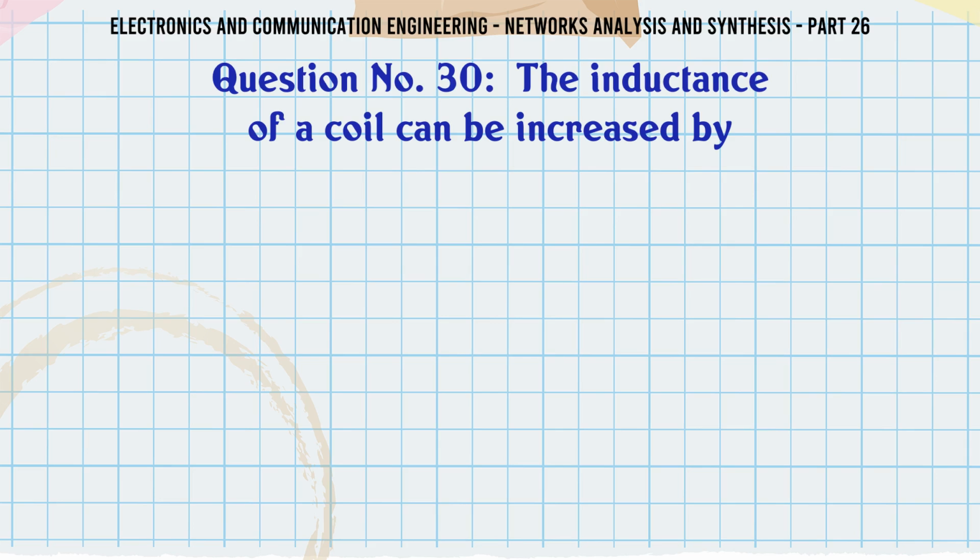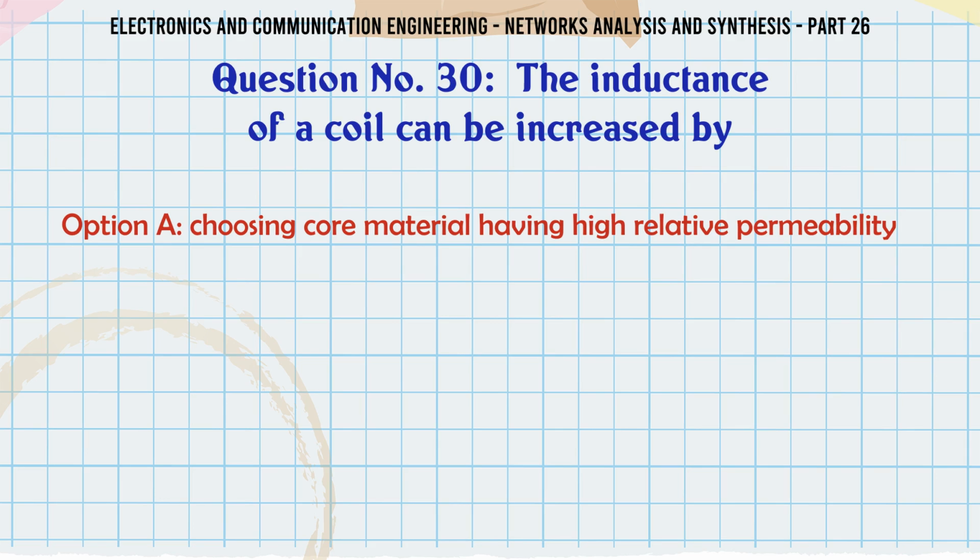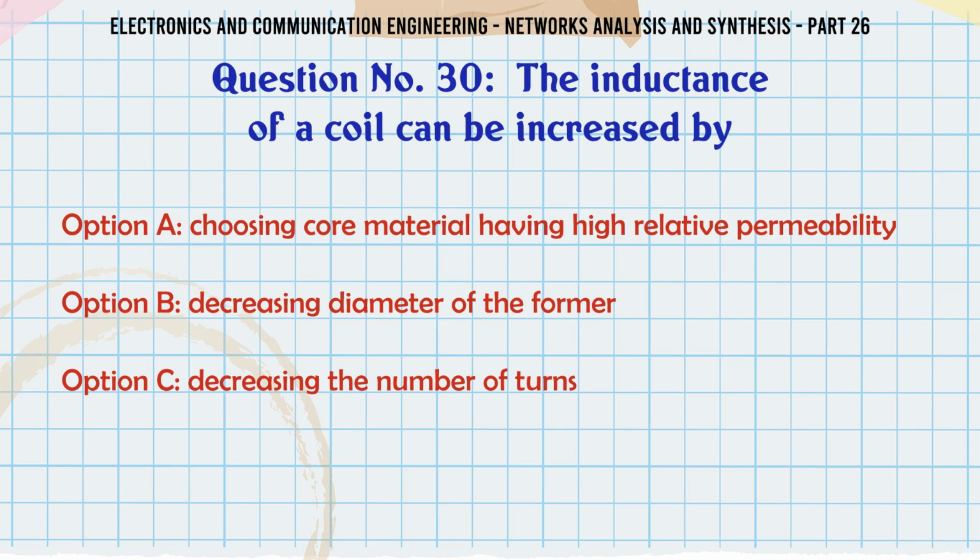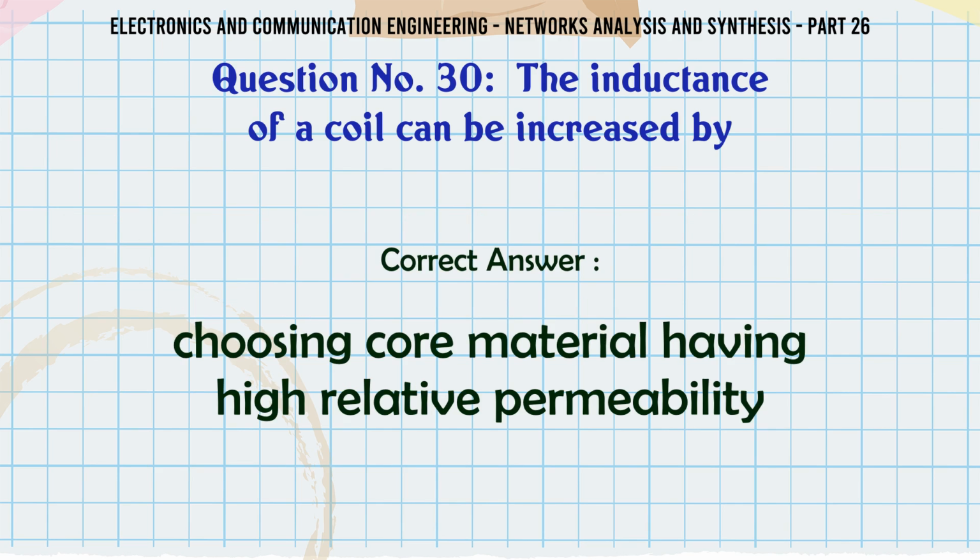The inductance of a coil can be increased by A. Choosing core material having high relative permeability. B. Decreasing diameter of the former. C. Decreasing the number of turns. D. Increasing core length. The correct answer is choosing core material having high relative permeability.